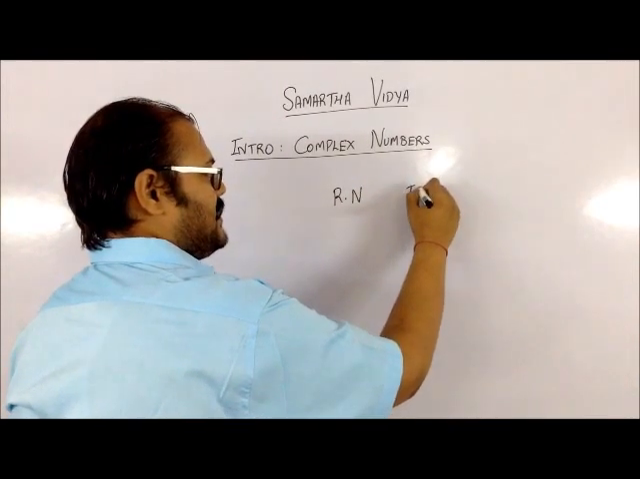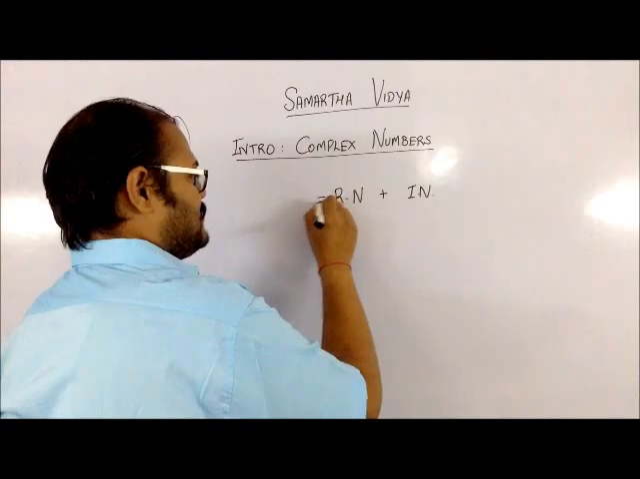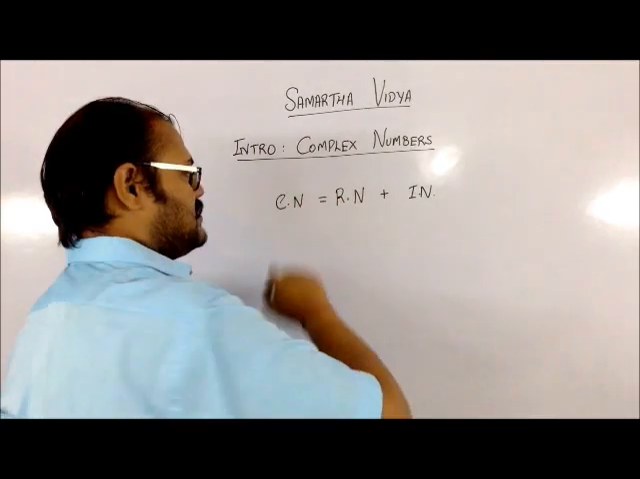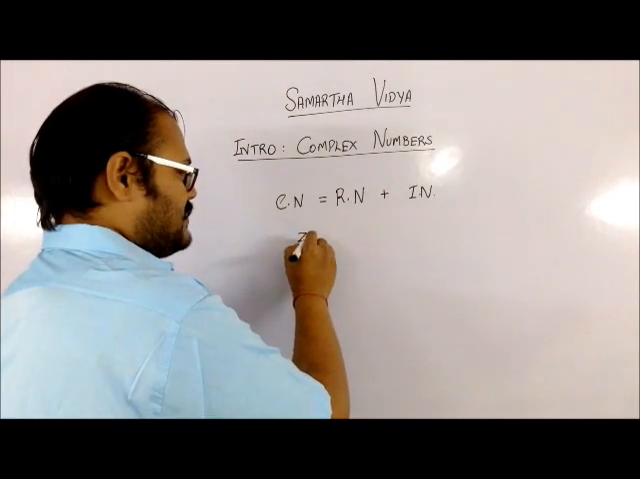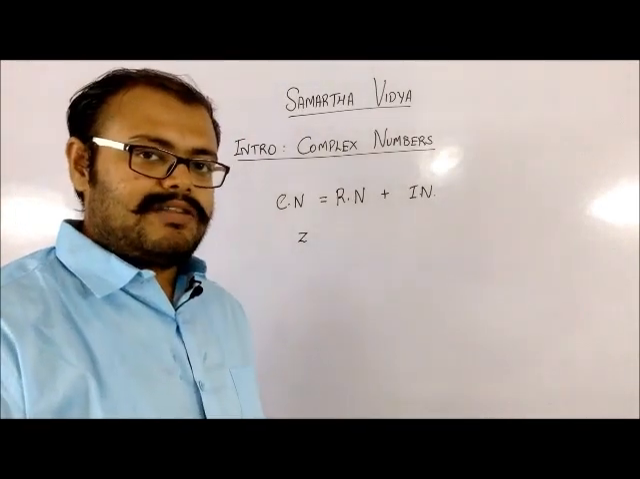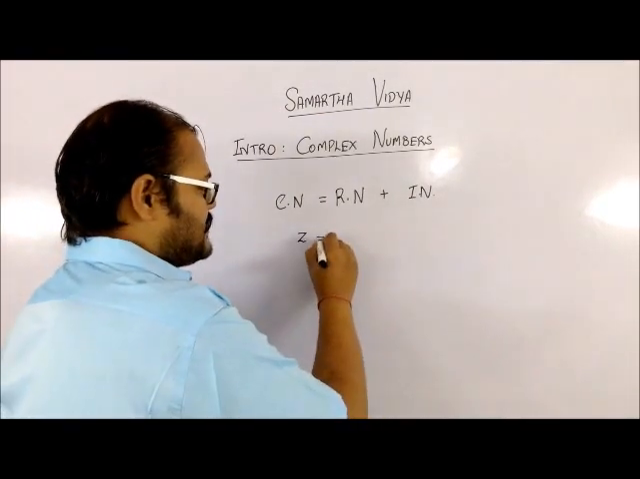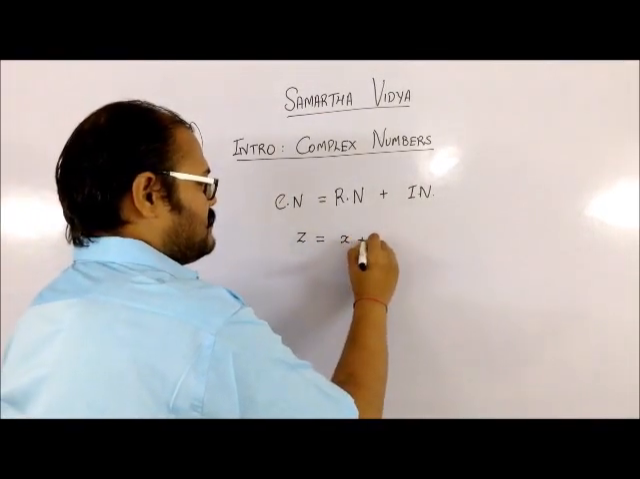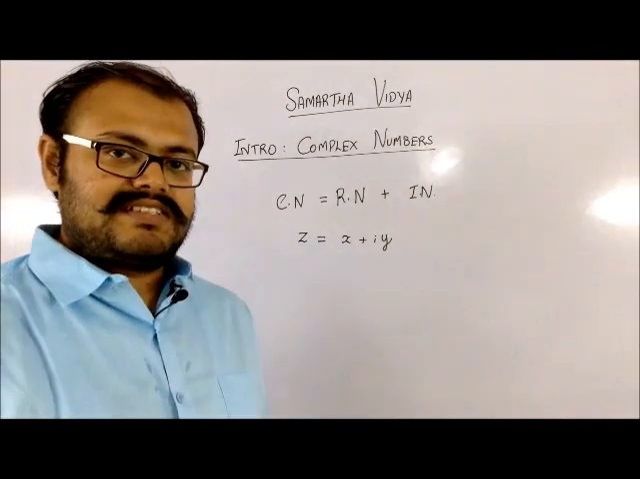We know what imaginary numbers are. If I add them, then I get what is called complex numbers. So complex numbers are defined by the letter Z. All the complex numbers are denoted with the letter Z. Z is equal to x plus iy. This is my definition of a complex number.